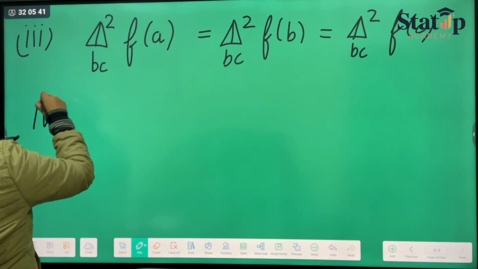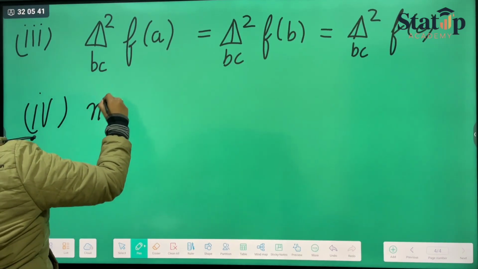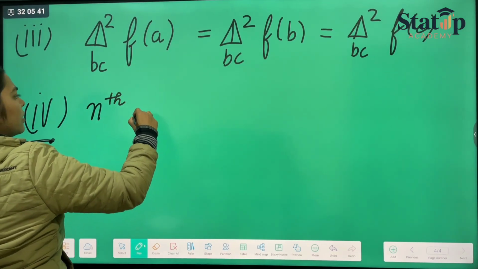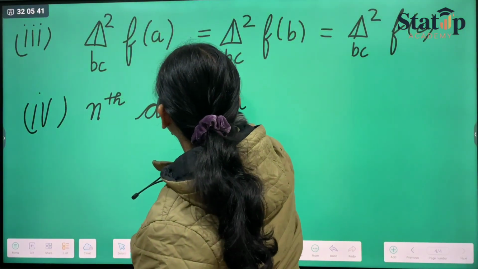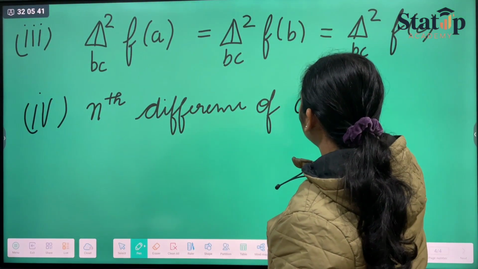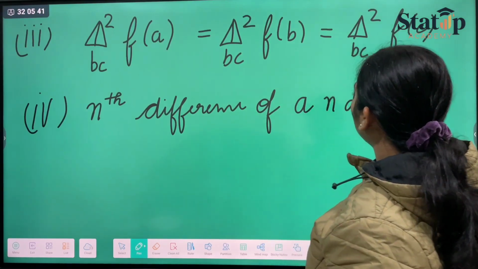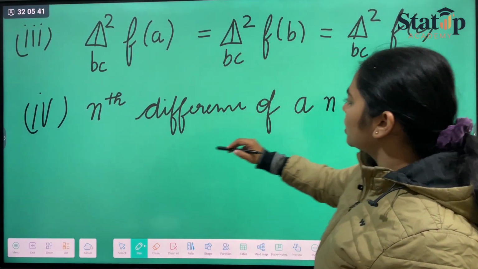And the last property, which is almost useful: the nth difference of an n-degree polynomial is constant.